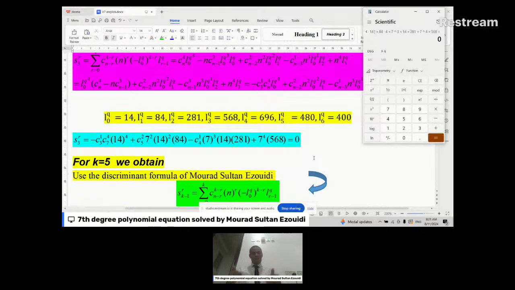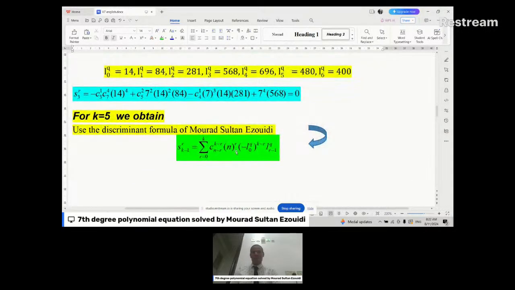Okay, but now we still think of the first level, because I'm training you how you can understand the behavior of nth polynomial equation and nth degree linear equation with, of course, the Tunisian mathematical teacher Mourad Sultan Ezouidi. Okay, we continue, learners. Now to set k equal 5, I'm going to use my own discriminant formula, this formula that had been colored with the green, and I'm going to put k equal 5 here.